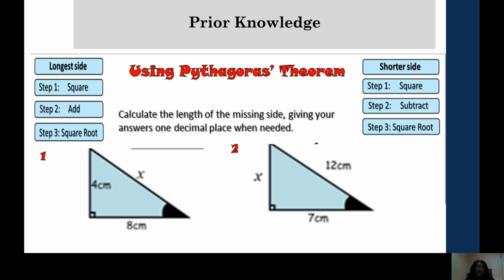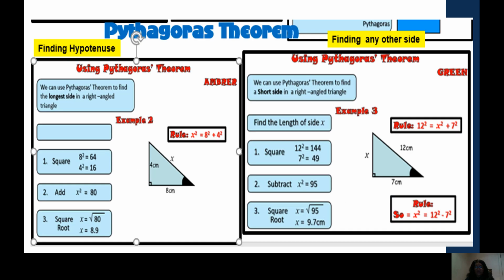So I'm going to show you how we worked it out. The first one, the hypotenuse x is 8.9, and the second one, the other side we were asked to find, is 9.7 centimeters.